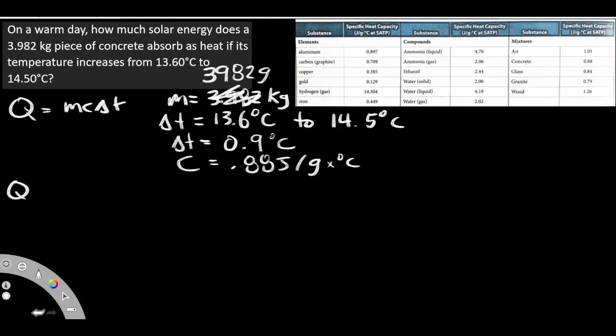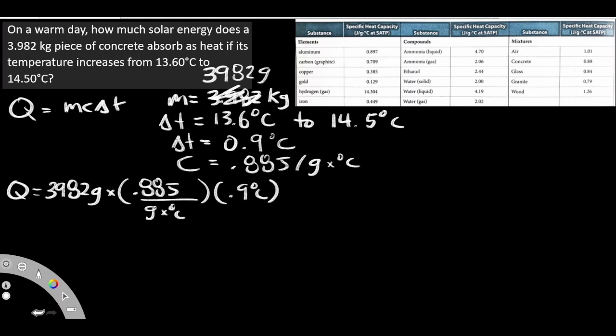Now let's put this all together. So we have our Q is equal to M, 3,982 grams, multiplied by the specific heat capacity, which is 0.88 joules, divided by grams times Celsius, times the temperature change. Now, our value of 3,982 grams is technically over 1. Any value is over 1. So that we do that because now we have two fractions that are beside each other.